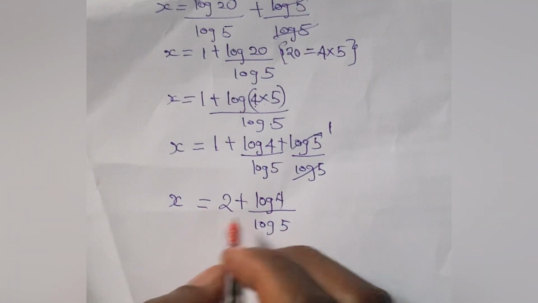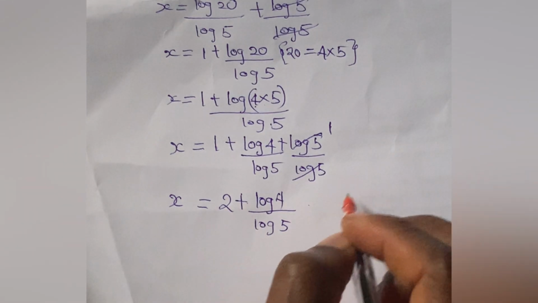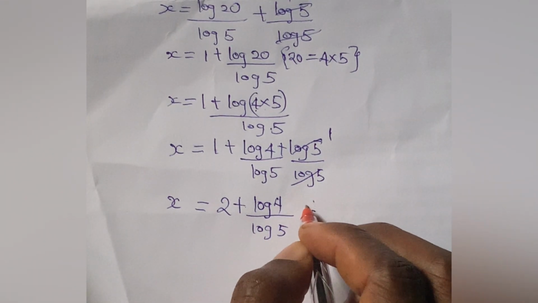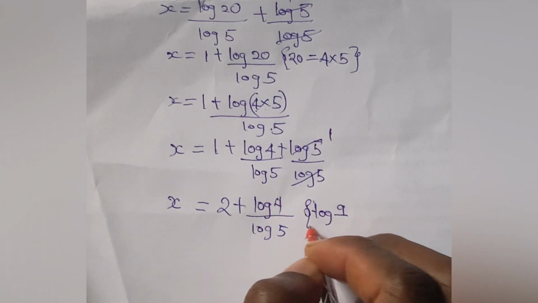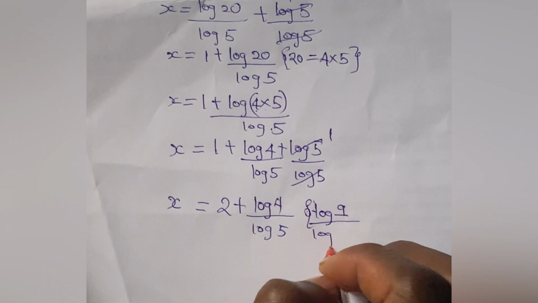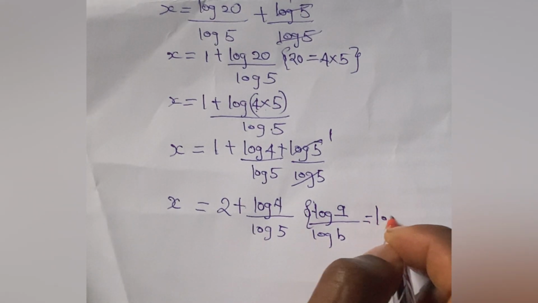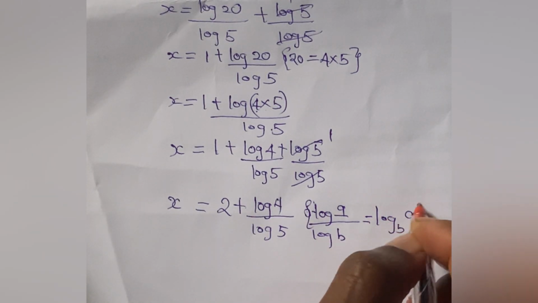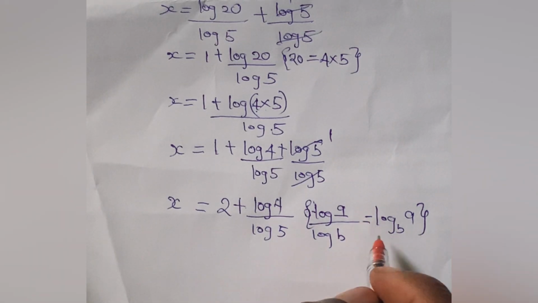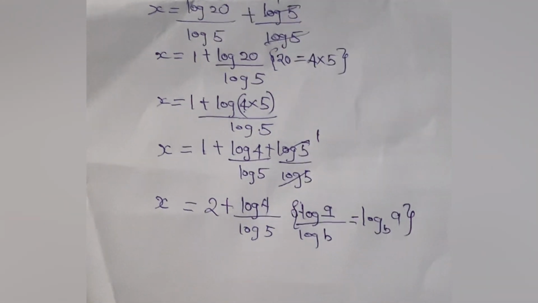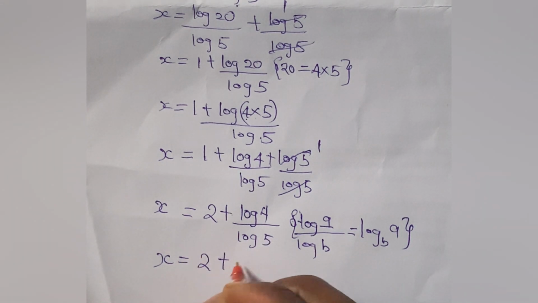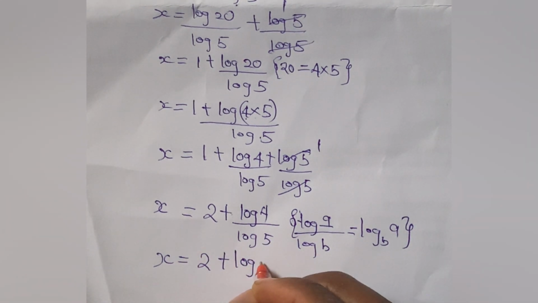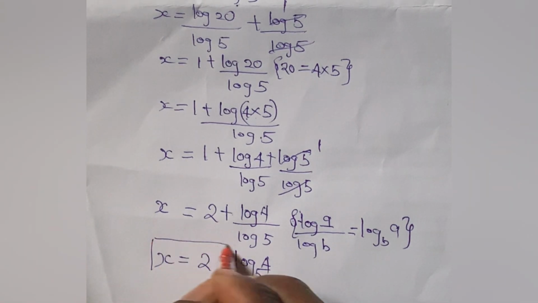Okay, now let's do a change of base. When you have log a over log b, it is the same thing as log a base b. The denominator becomes the base of the logarithm. Okay, so now x is equal to 2 plus log 4 base 5. This is our answer.